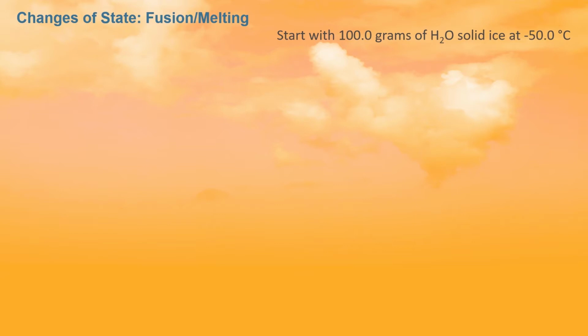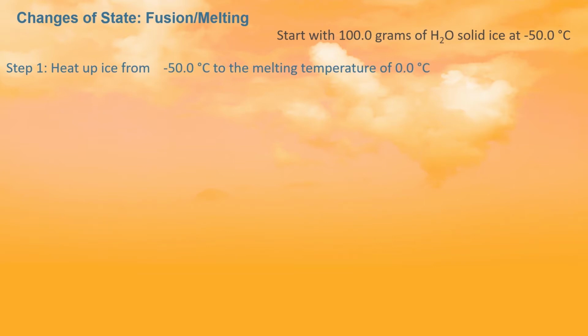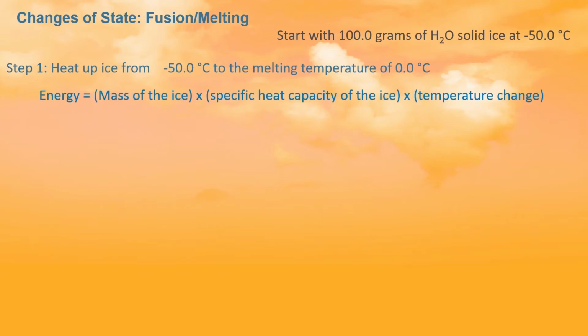Ice doesn't melt or freeze until we get to 0 degrees Celsius. So we're going to heat up our ice from minus 50 degrees Celsius to the melting temperature of 0 degrees Celsius, a 50 degrees Celsius or Kelvin change. We did this kind of computation in the previous lecture. All we need is the specific heat capacity of the ice, which from our data table is 2.06 joules per gram Kelvin. We can calculate the energy we need to do the job by multiplying the mass of the ice times the specific heat capacity of the ice times the temperature change. All the units cancel, leaving us with just joules.